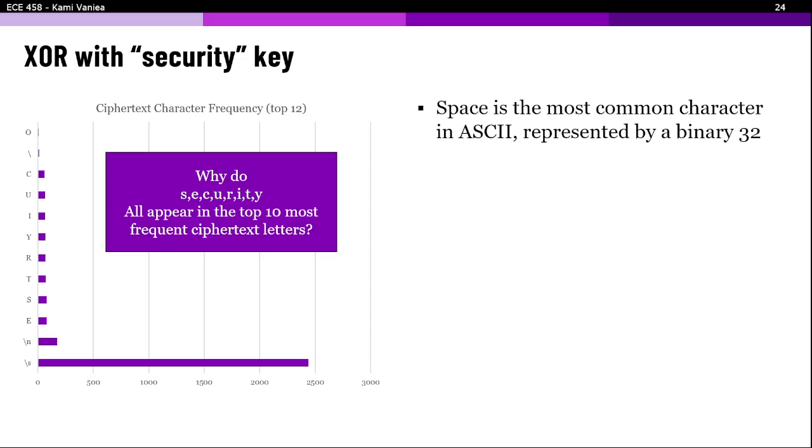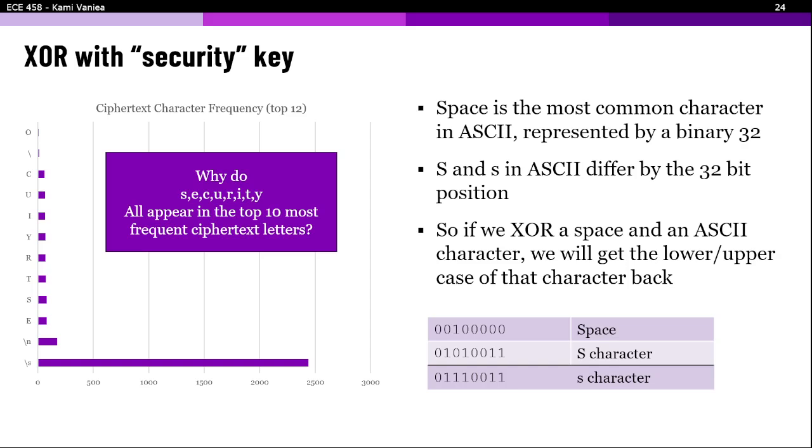The most common character in ASCII or in English, right? We put space everywhere. Does anyone know off the top of their head what the ASCII code is for space? 32? Oh, it is 32. Oh my god, it's almost all zeros. What happens when I XOR a number against a bunch of zeros? What do I get back? Yeah, that's good. The same thing.